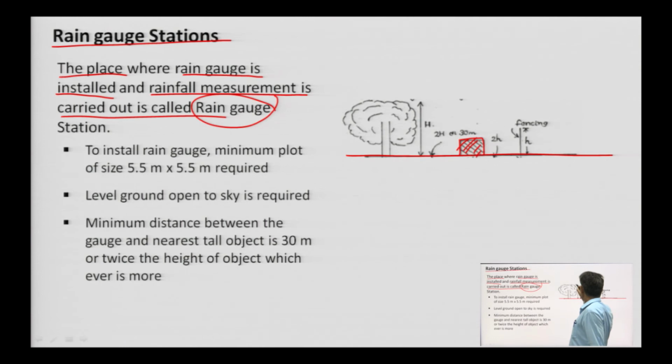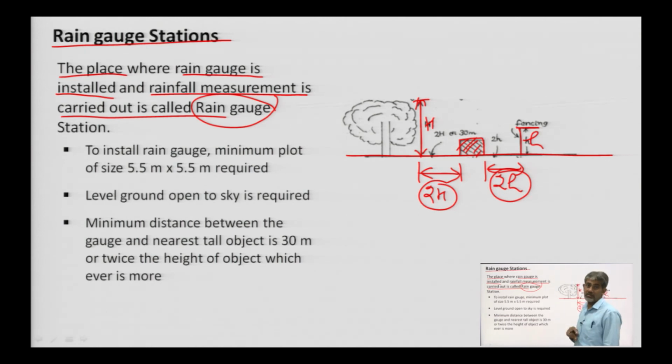Say there is a building or any obstacle of certain height h, then the minimum horizontal distance must be double that height, and this care must be taken on every side. Suppose at a small h distance here, then 2h in every radial direction must be considered prior to installing the rain gauge station at any position.